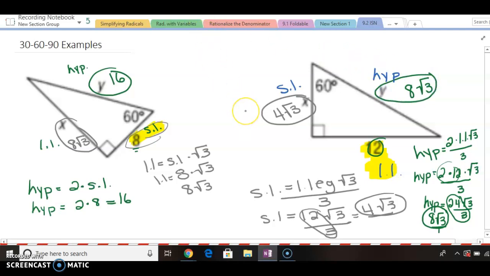Okay, sometimes these problems are super easy to overcomplicate. Don't do it. Just use your formula, plug in what you know, and then simplify your radicals like we have done for the last couple weeks.